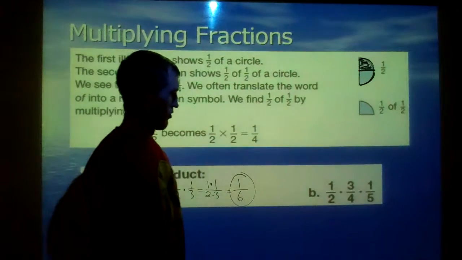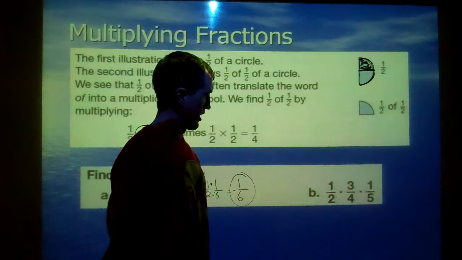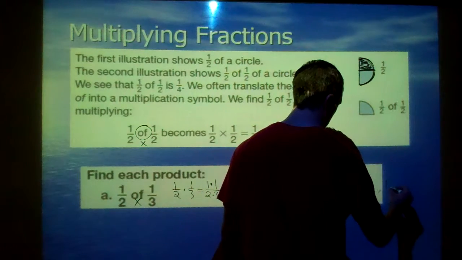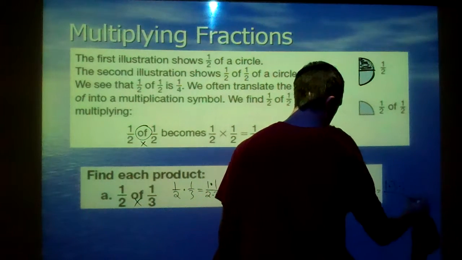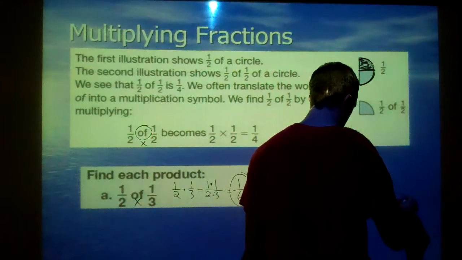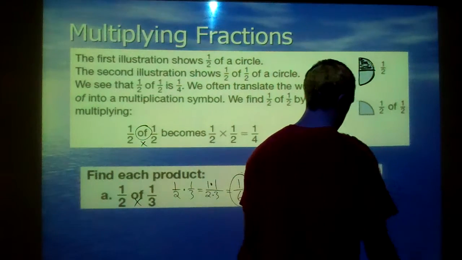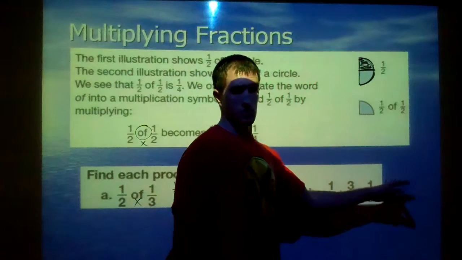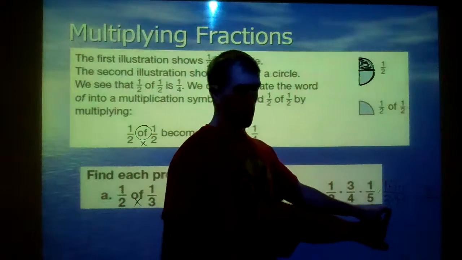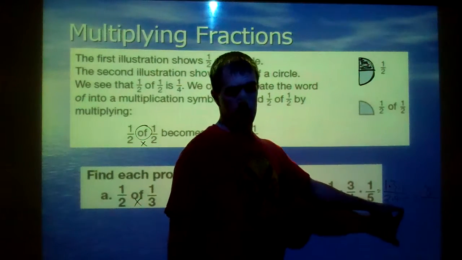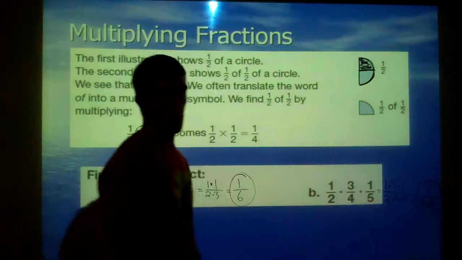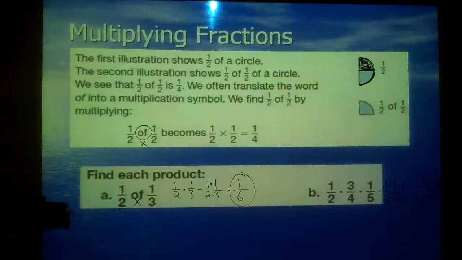Alright? Now we move on to B here. This one has 3 fractions. That's okay. 1 times 3 times 1, all over 2 times 4 times 5. Alright, 1 times 3 is 3. 3 times 1 is still 3. 2 times 4 is 8. And then 8 times 5 is 40. 3 over 40 for letter B there.